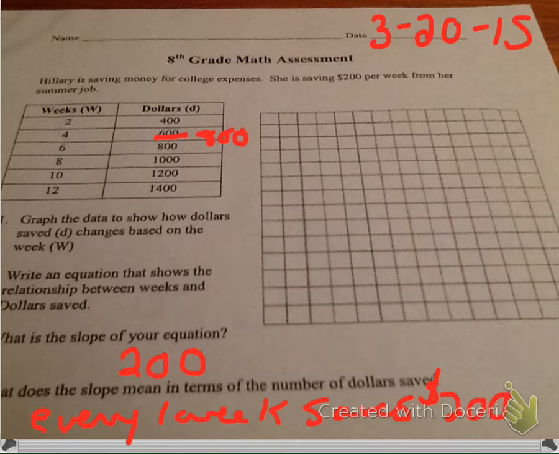And then because I'm counting by twos over here instead of ones, I should have added 400 every time. So 400 plus 400 makes 800. 800 plus 400 makes 1200 for the next one. Plus another 400 makes 1600. Plus another 400 makes 2000. And plus another 400 makes 2400. So by the time I got down to week 12, I was exactly $1,000 off the amount of money she would have in her savings account.